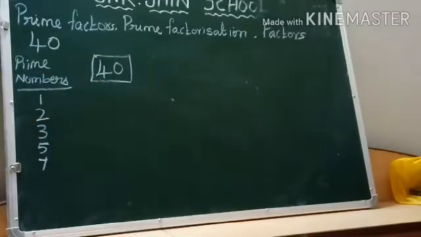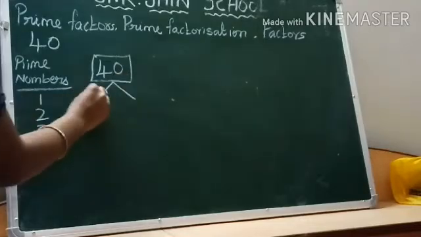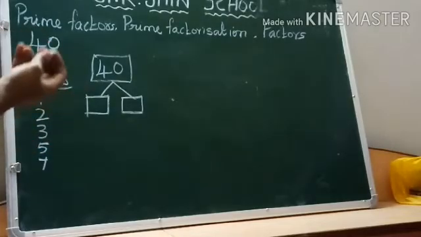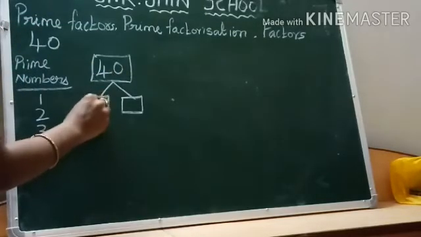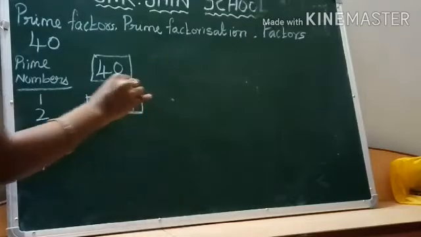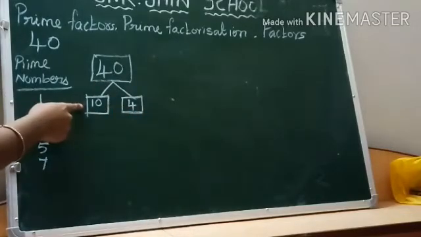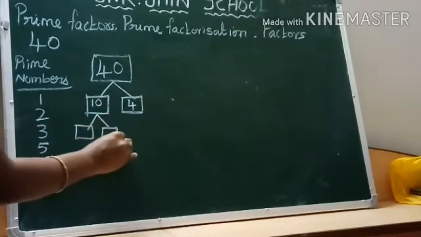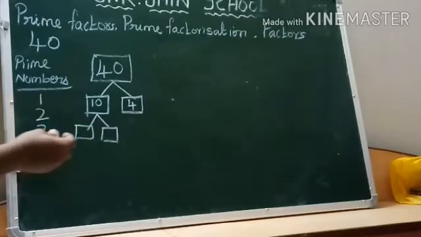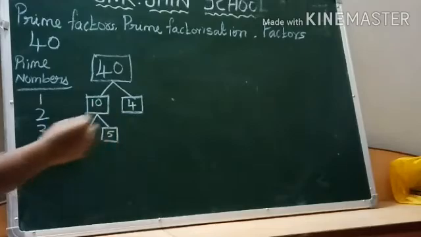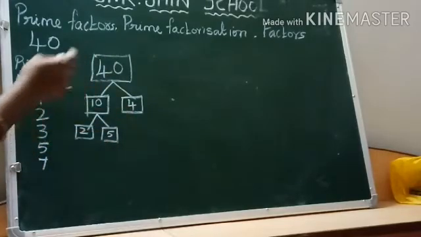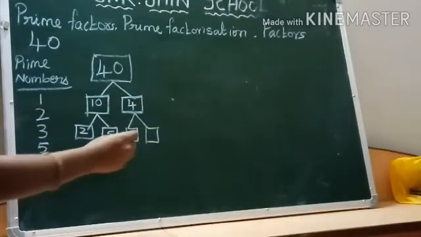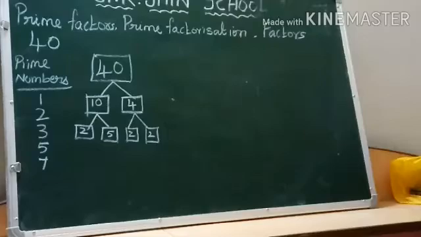Okay, look at this, 40. So 40 is easily divided by which table? 10 table and 5 table, right? So now we are going to take the 10 table. 10 fours are 40, right? Okay, here 10. So 10 is easily divided by which table? 2 table and 5 table, right? So 2 fives are 10. Got it? Move to the next one. 4. So 4 is easily divided by which table? 2 table. 2 twos are 4.